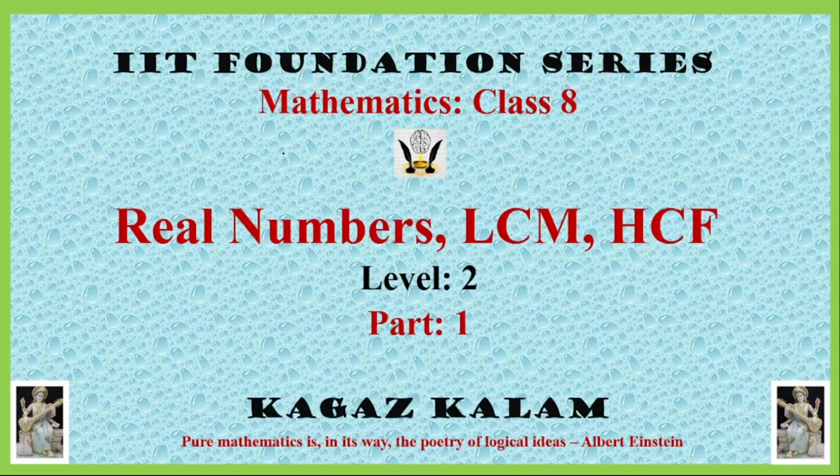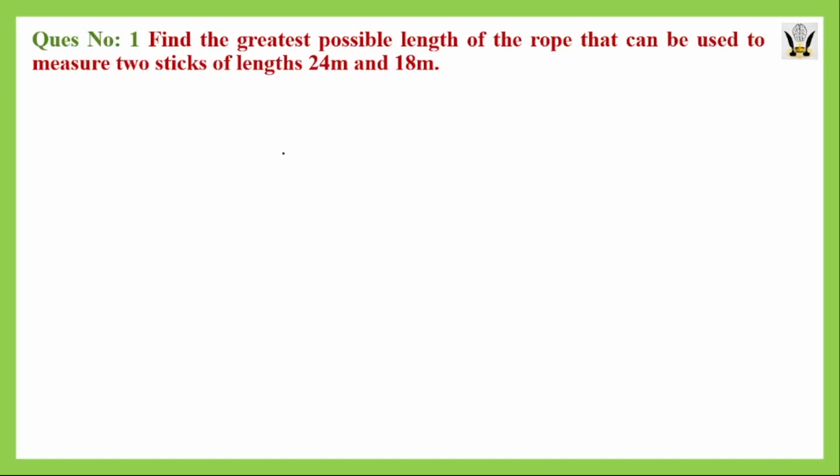In today's class, we will solve a few problem sums based on real numbers, LCM and HCF, which are of level 2. So let's get started. The first problem sum says: find the greatest possible length of the rope that can be used to measure two sticks of length 24 meter and 18 meter.